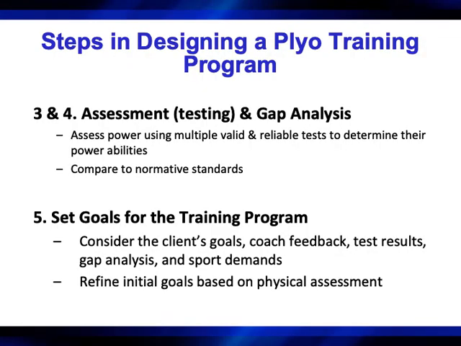The third and fourth step are the assessments. So you do your physiological testing and your gap analysis. So assess power using multiple valid and reliable tests to determine their power abilities. You want to pick tests that are specific to that individual's needs and demands placed on them, or sports specificity, as well as you want to compare their results to normative standards and classify them and do your gap analysis.